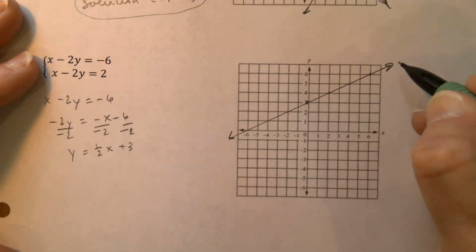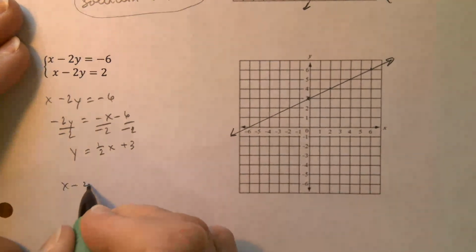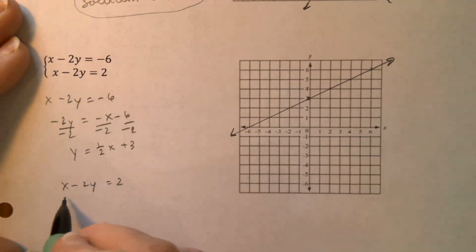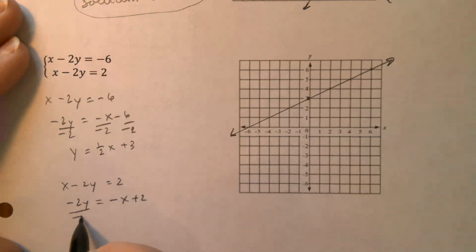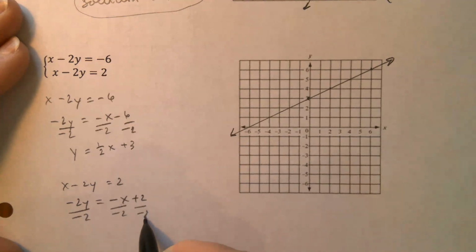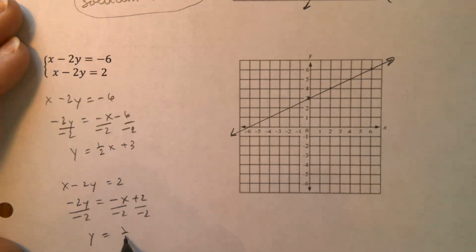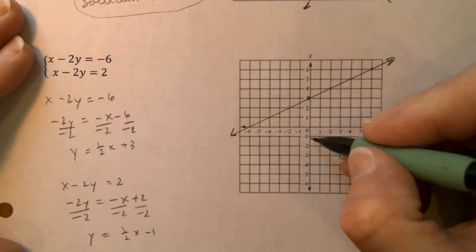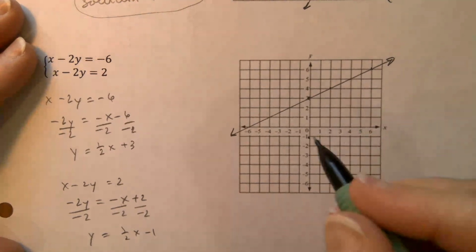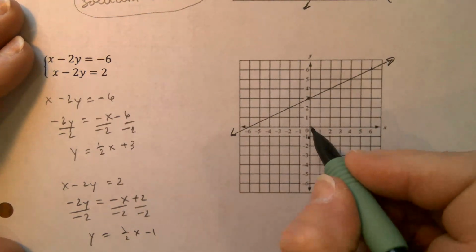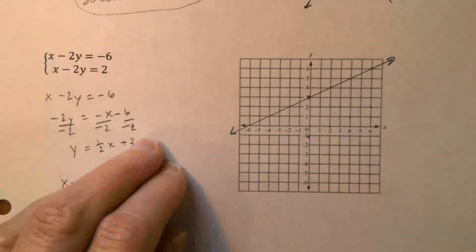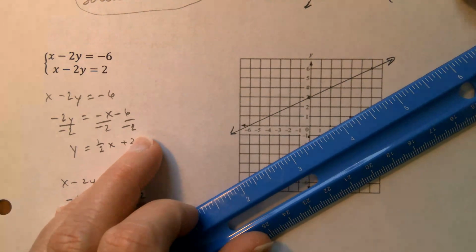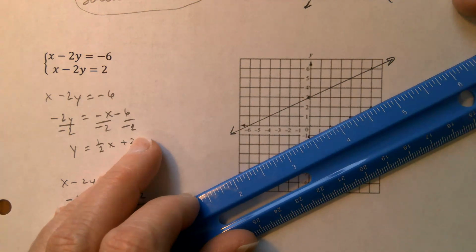So there's that one. And then I have x minus 2y equals 2. And I'll have negative 2y equals negative x plus 2. Divide everything by negative 2. And I get y is equal to 1/2 x minus 1. And here's negative 1. And my slope is 1 over 2, so it's up 1 over 2, up 1 over 2, up 1 over 2. And I'm going to connect those dots.